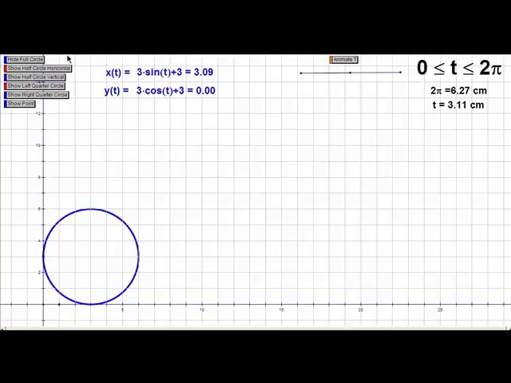Multiplying by 3 gives us our radius of 3. Adding 3 to x gives us a shift to the right of 3 units. Adding 3 to y gives us a shift of 3 upwards. As you can see, the circle is drawn as t goes from 0 to 2 pi.